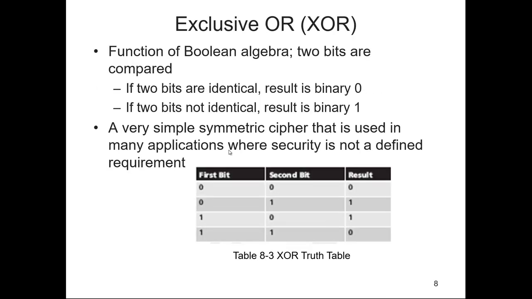The exclusive OR operation, or XOR, is a function of Boolean algebra whereby two bits are compared, and if the two bits are identical, the result is binary 0. If the two bits are not the same, the result is binary 1.